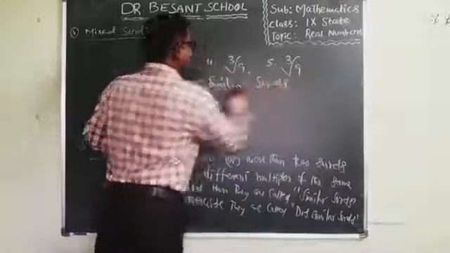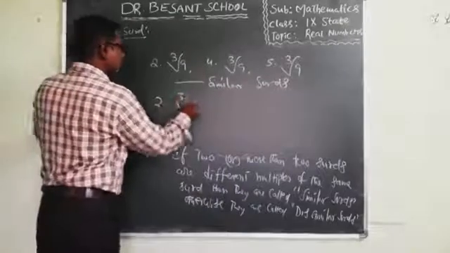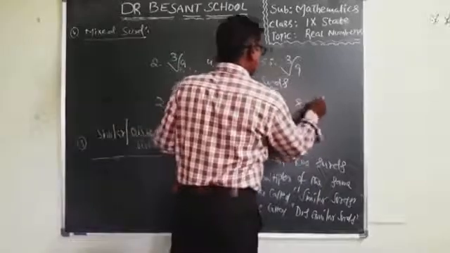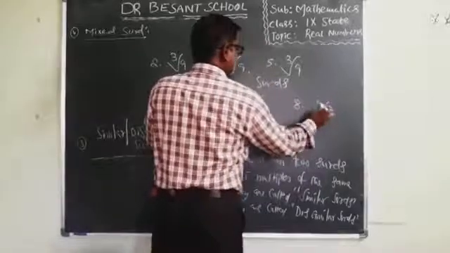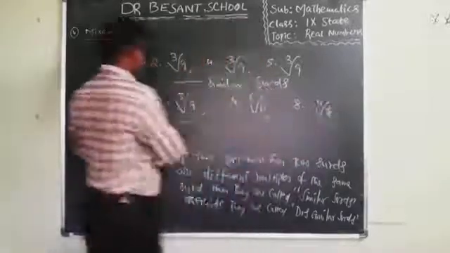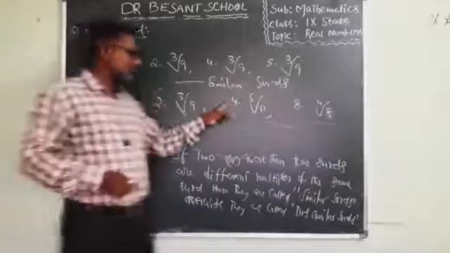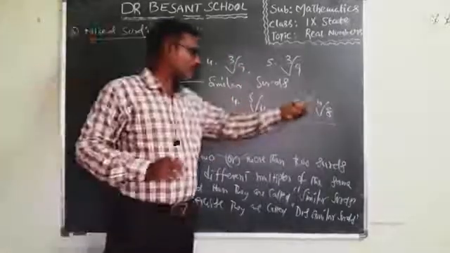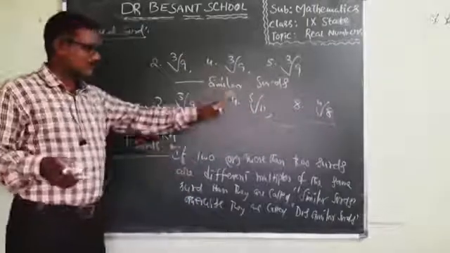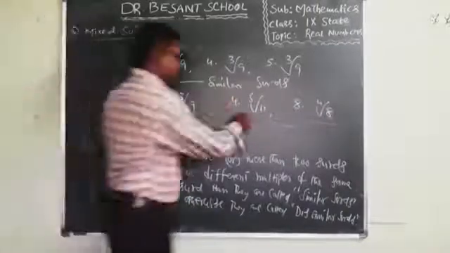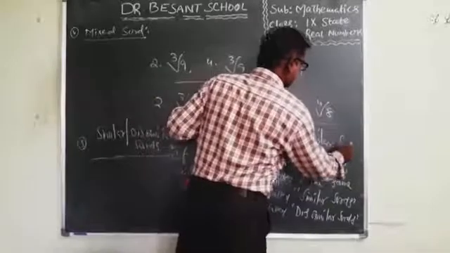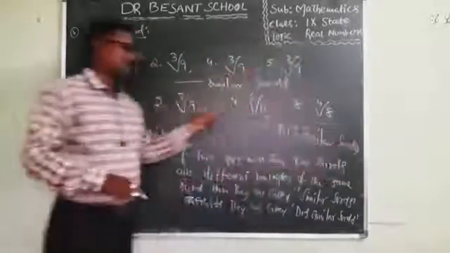Again, 2 into cube root of 9, comma, 4 into fifth root of 11, comma, 8 into fourth root of 8. If you see this, the multiples are 2, 4, 8, all different. Cube root 9, fifth root 11, fourth root 8, all different. Multiples are different and surds are also different. These are called dissimilar surds.